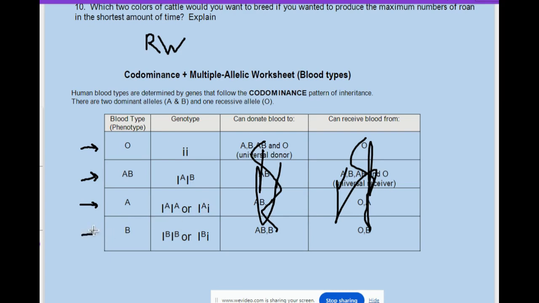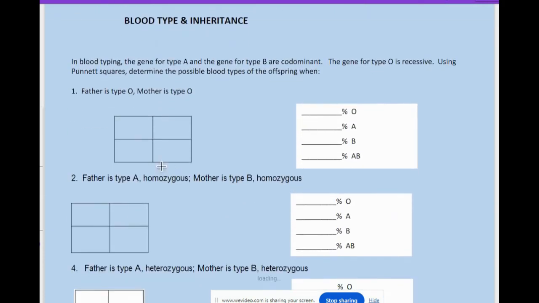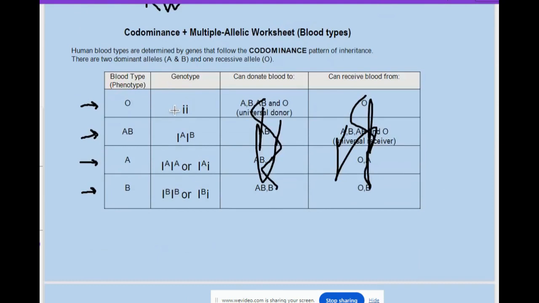And the same thing with type B. There's 2 different genotypes. You can be homozygous, 2 B alleles, or you can be, much more common, heterozygous, a type B allele and the recessive type O. All right, so here we go. Here's an easy one. Father is type O, mother is type O. Oh, what's the genotype?